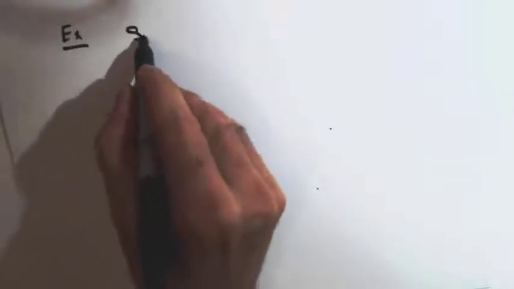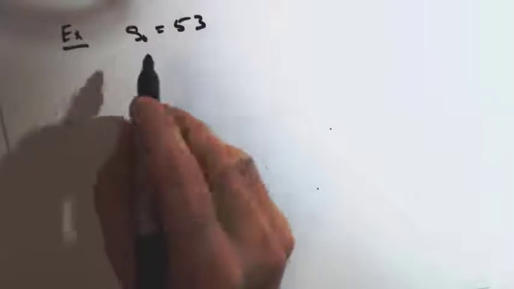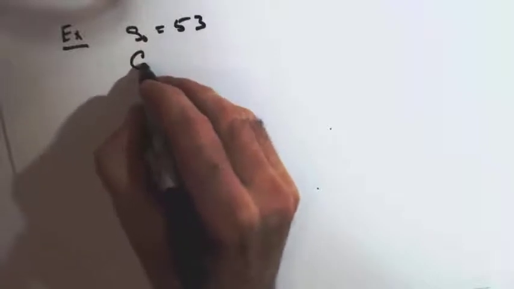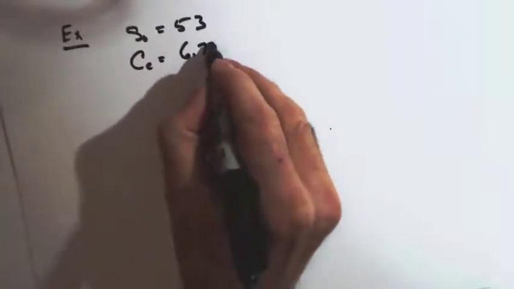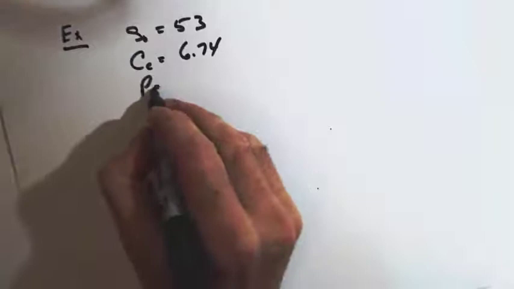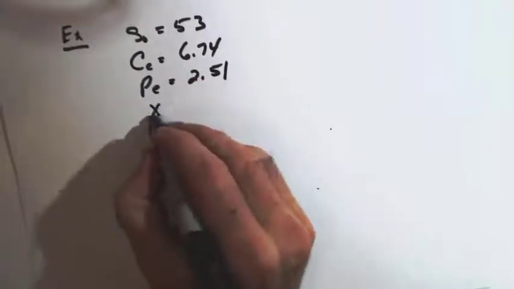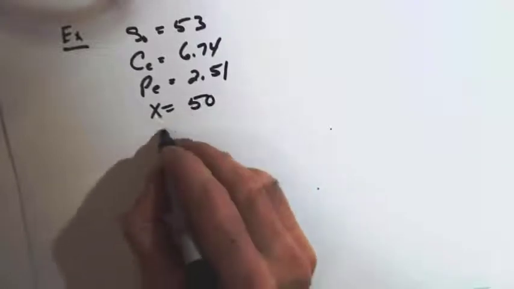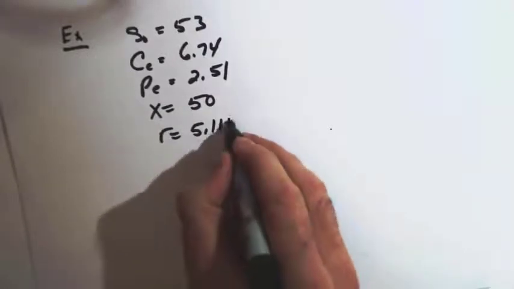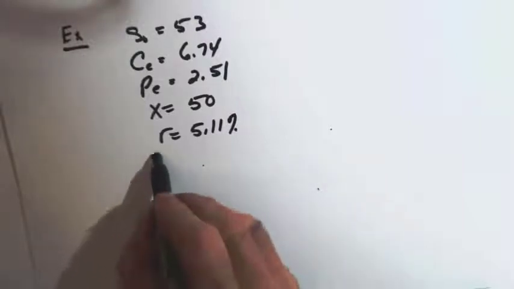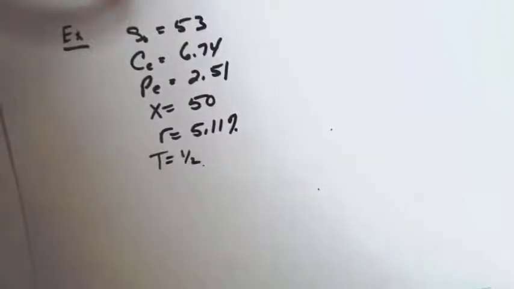Its stock price sells for $53 today. It has European calls and European puts that trade on it, and the European call is worth $6.74, and the European put is worth $2.51. The strike is $50. The risk-free rate is 5.11%, and T is 1/2. The option expires in 6 months from now.